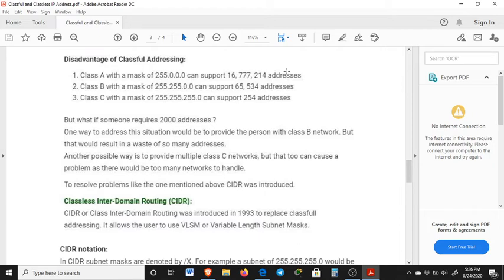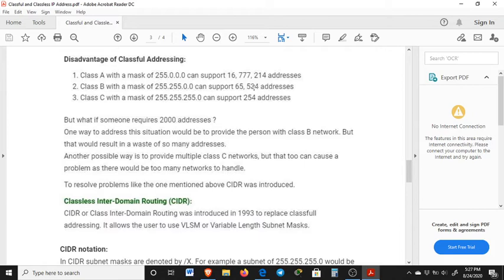Now, if you look at the number of hosts, or IP addresses, that can be generated in each of the classes: if you have a class A IP address and you subnet it, this is the number of IP addresses that you'll be getting. The same applies to class B and to class C. Now, what if I require 2000? Where does 2000 fall here? Then it's not catered for.